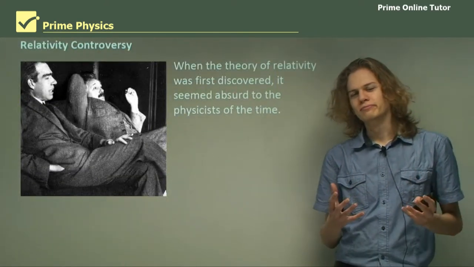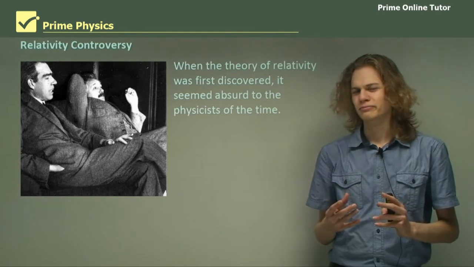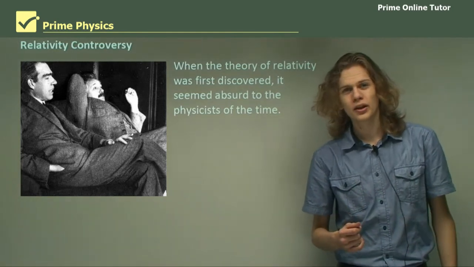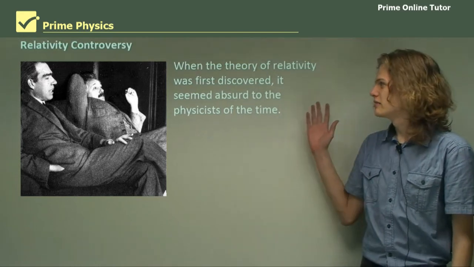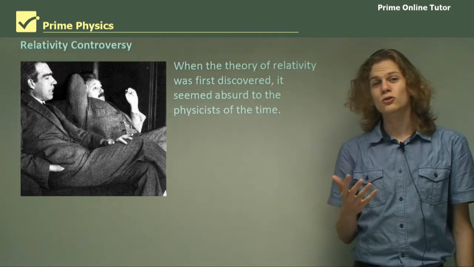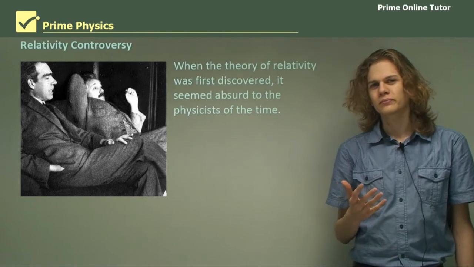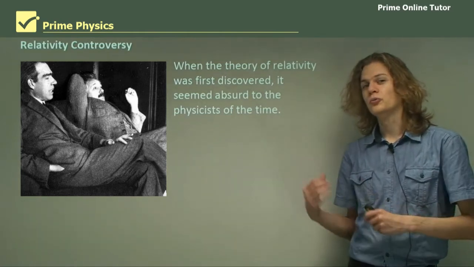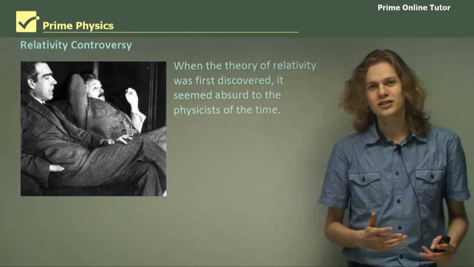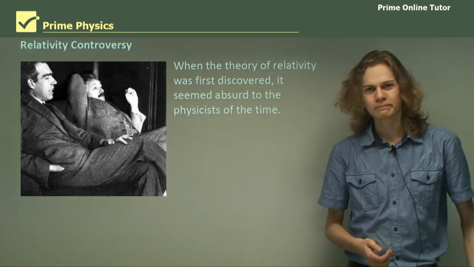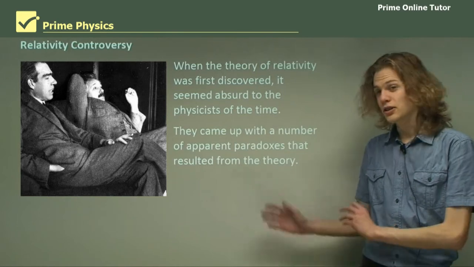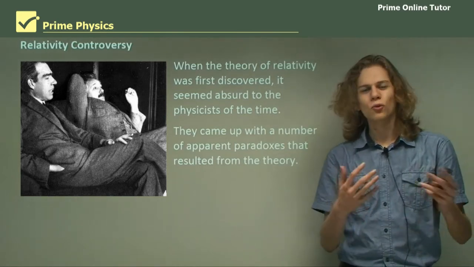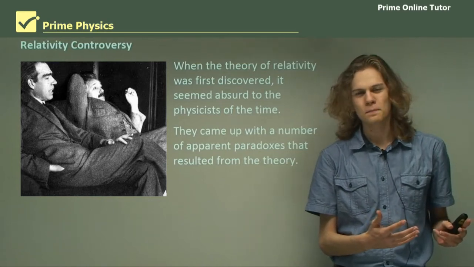Now, as you know, relativity is a little bit odd, right? It's very, very different to all the physics we've been learning before. One of the consequences is that space and time aren't fixed quantities, for example. And this means that to all the physicists who were around when Einstein discovered it, it seemed absolutely absurd. And so, they tried to come up with paradoxes that would find flaws in Einstein's theory of relativity.